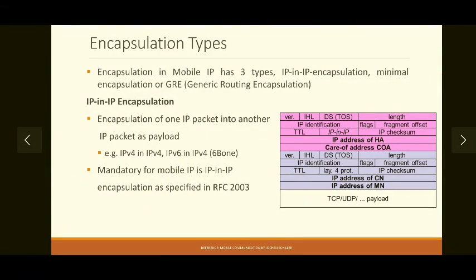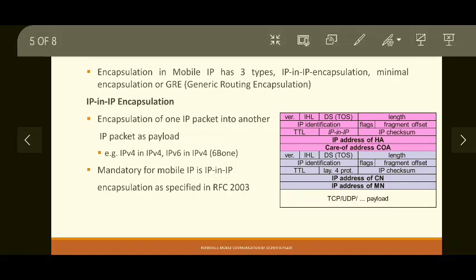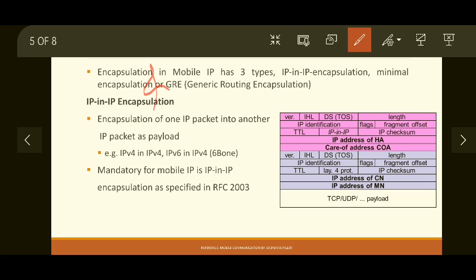So let's see the different types of encapsulation. Specifically we are talking about mobile IP now, not about fixed networks. It has three types: IP in IP encapsulation, minimal encapsulation, and GRE. Here it should be AND. That is the third type, generic routing encapsulation. GRE stands for that.